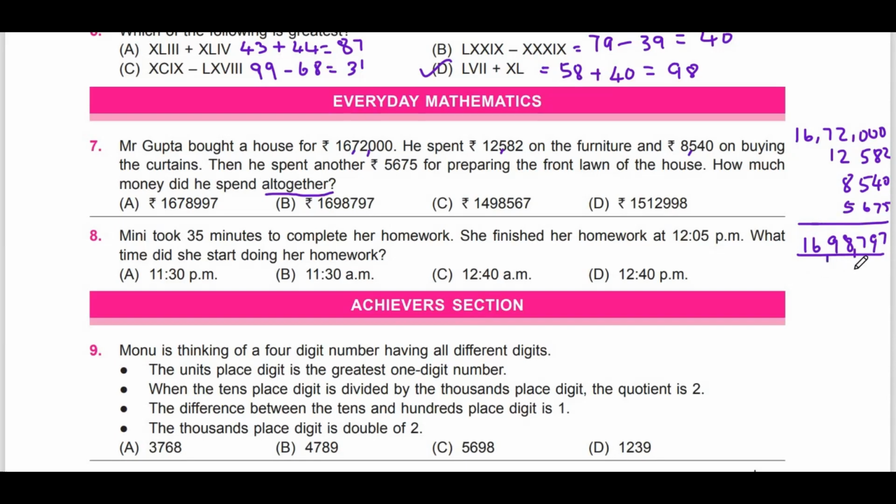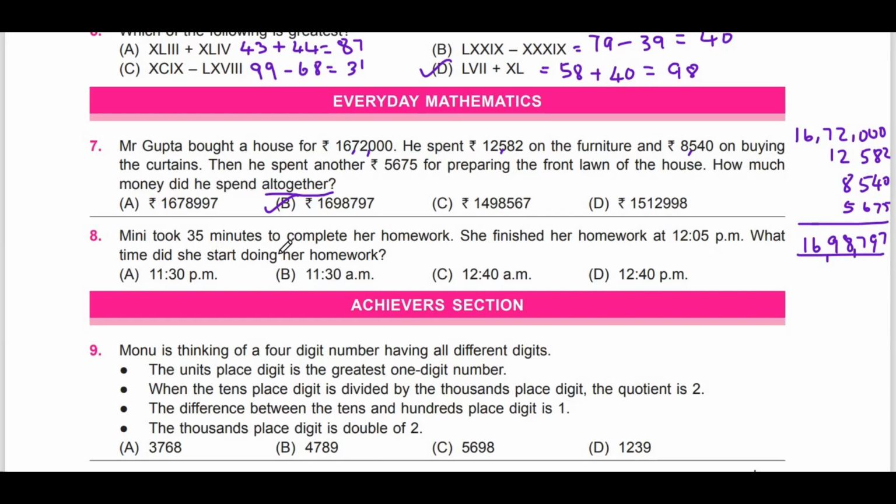So the total amount spent is 16,98,797. So let's see where we have the option. 16,98,797. So our B answer is right. So as I told you, everyday math is a very easy question where you could score your marks very easily. So here the expenditures are given. We just need to find the total amount spent. Isn't it easy?